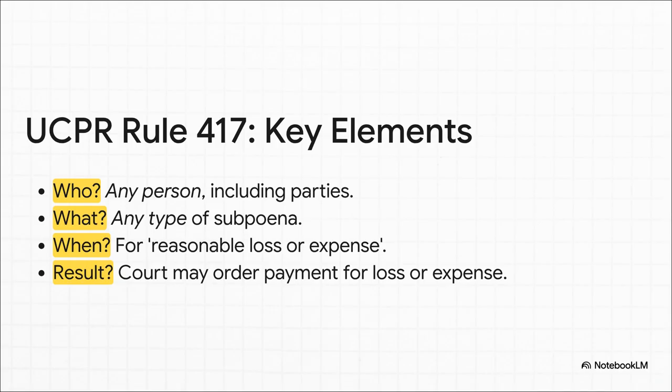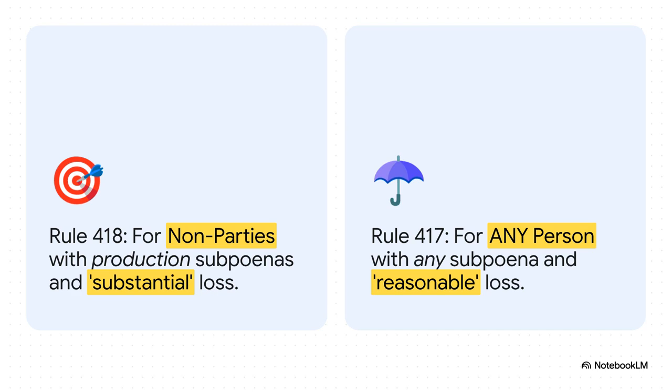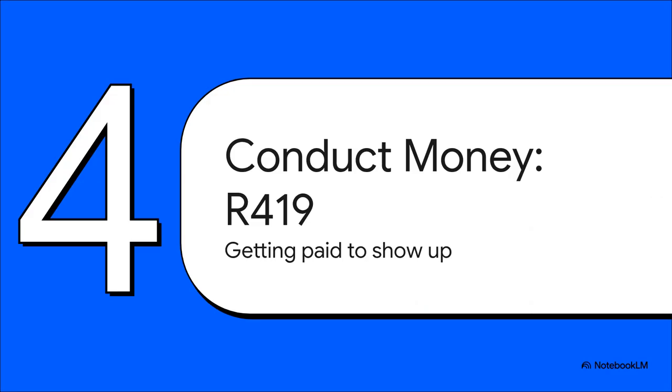And notice the threshold is lower. It's just reasonable loss or expense, not the high bar of substantial. Honestly, this slide right here is your key to getting this topic right. You need to burn this comparison into your memory. Rule 418, non-parties, production only, substantial cost. Rule 417, anyone, any subpoena, reasonable cost. Knowing which one to use and when, that's what they're testing you on. It's a core competency.